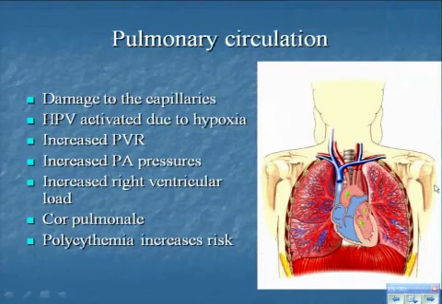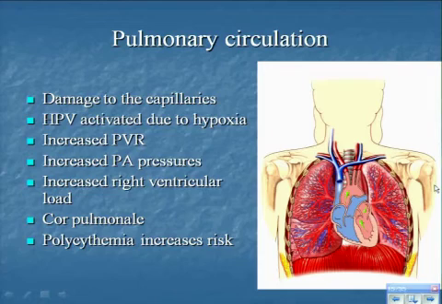Over time, as you get damage to the capillaries, especially for bloaters, you get HPV, hypoxic pulmonary vasoconstriction, activated due to hypoxemia, and you have an increase in pulmonary vascular resistance and an increase in PA pressures. Eventually, it causes right ventricular load, which causes right ventricular failure, and you develop what's called cor pulmonale. Polycythemia is also a big problem with these patients because of the severe hypoxemia they develop, and that increases viscosity, increases the risk of thromboembolism, and all sorts of other problems.